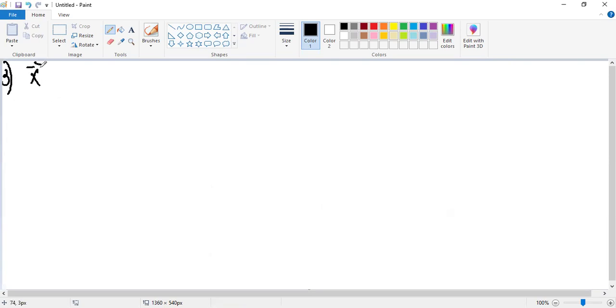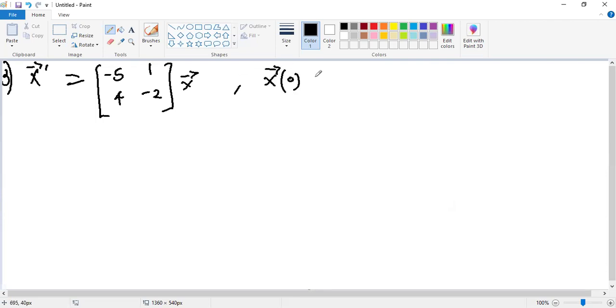So I have x bar dot is equal to the matrix -5, 1, 4, -2, and then I have my x bar here. And then the conditions, I have x bar of 0 is equal to 1, 2.